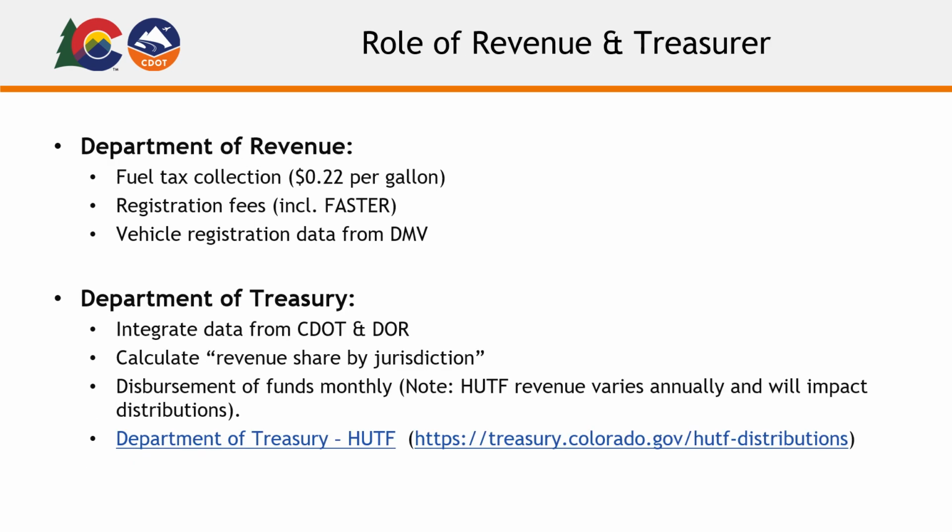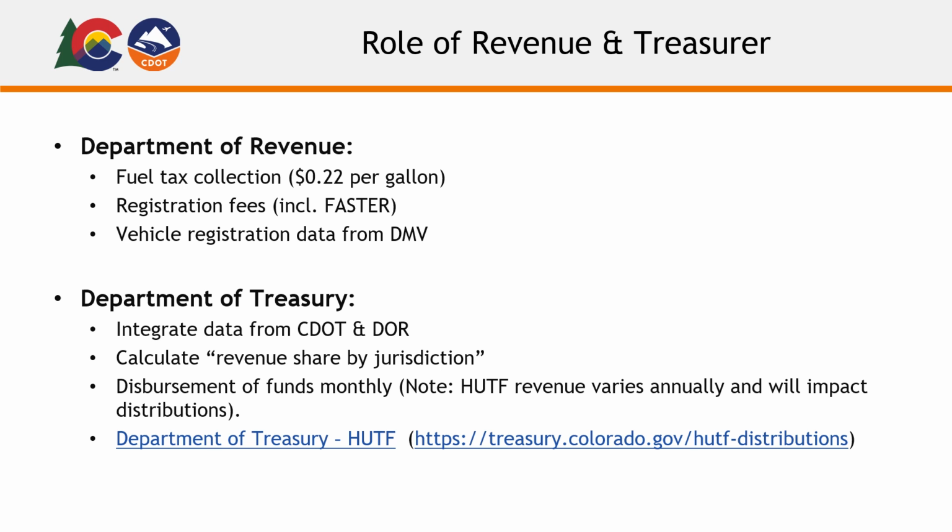Two other state agencies with important roles in the HUTF process are the Colorado Department of Revenue and the Department of Treasury. The role of the Department of Revenue is twofold. First, they collect the primary source of revenue for the program, including fuel tax and registration fees. Secondly, they report on motor vehicle registration data, which is handled by the DMV, a subsidiary agency.